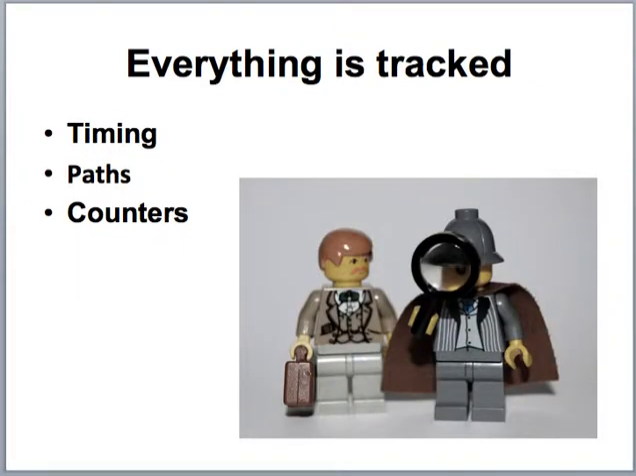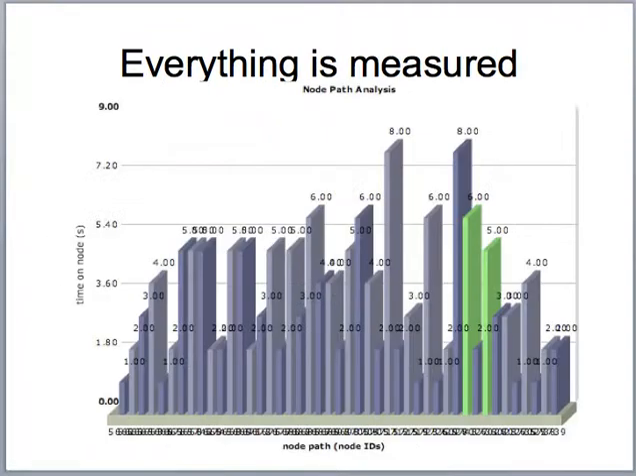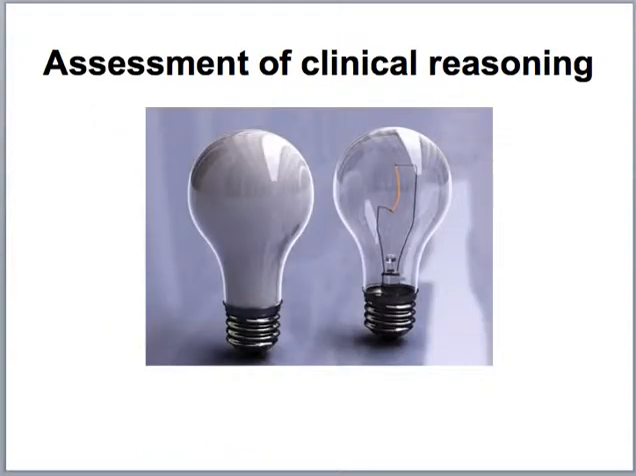So within OpenLabyrinth, everything's tracked. There's timing, there's paths, counters, etc. So you can actually track blood pressures and various other things just by assigning scores and numbers. The amount of time spent in a node is measured, and this is all graphed out so that we can actually look at how people perform and also how the cases performed, so it can make our cases better. This has been a very powerful tool for assessing clinical reasoning. How do docs think? How do the medical students and residents work their way through a case?